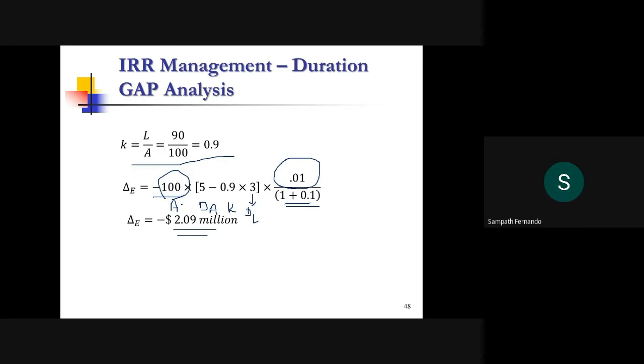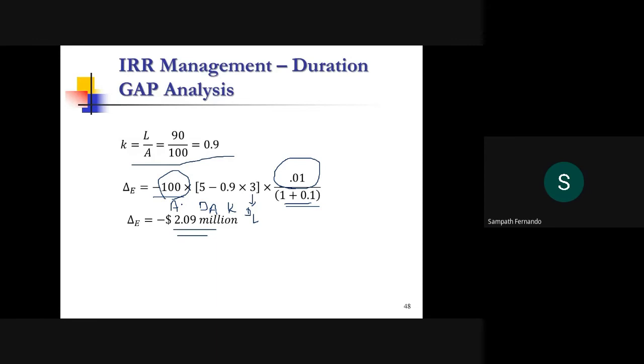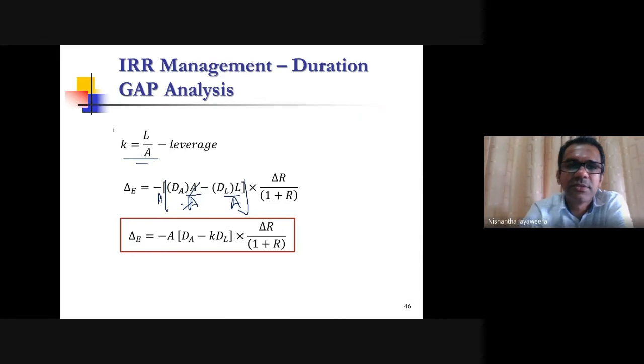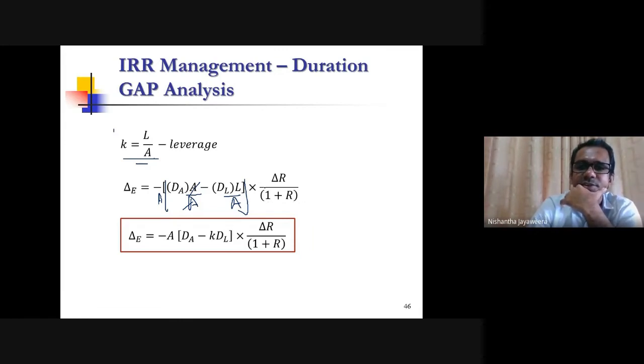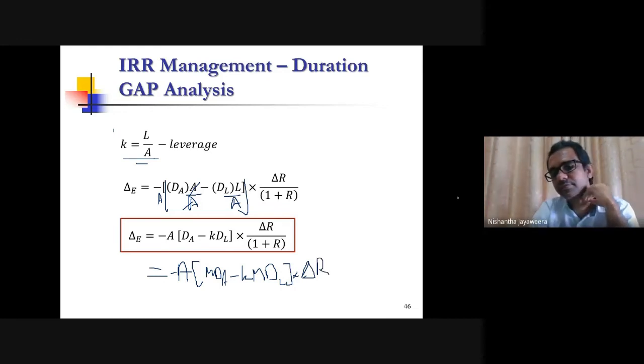So this answer is correct, but the durations given, 5 and 3, are Macaulay duration, not modified duration. So we have to find that modified duration. No need, once you put it into this equation, because this 1 plus r will convert that Macaulay duration into modified duration. The same equation you can write as minus A, modified duration of A minus k times modified duration of L, into delta R. Same thing. Clear?